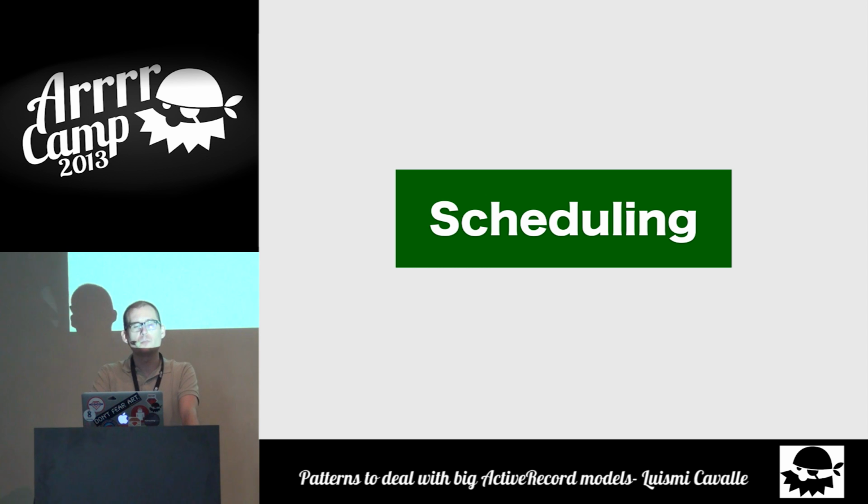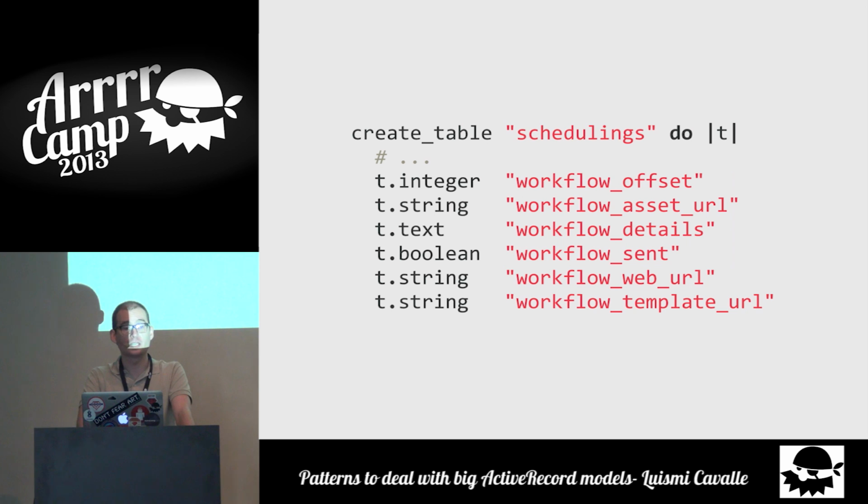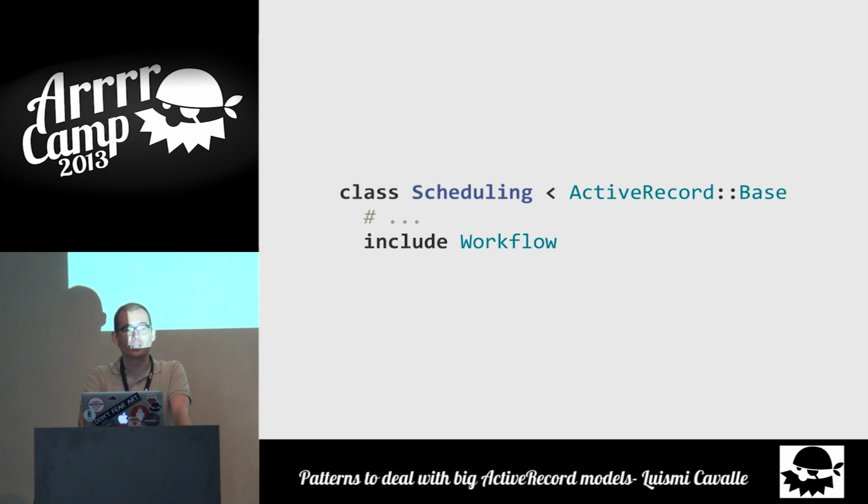The thing is, at some point, we noticed a few smells in this model. The first one was that there were a number of attributes of this model that all started with the word workflow. We've got workflow offset, workflow asset URL, and so on. The second smell was that there was some domain logic associated with those attributes that we had put in a concern. We will talk later more about concerns, but here the point is that the Scheduling model had some logic specifically related with the workflow attributes.